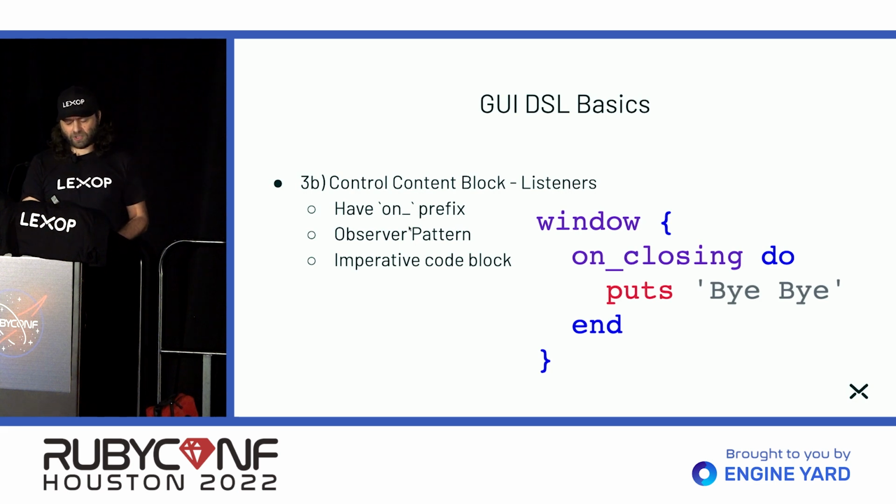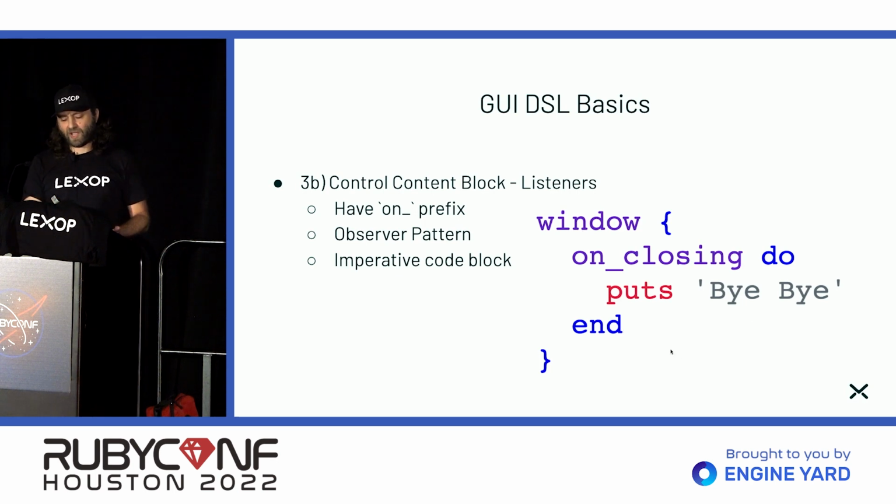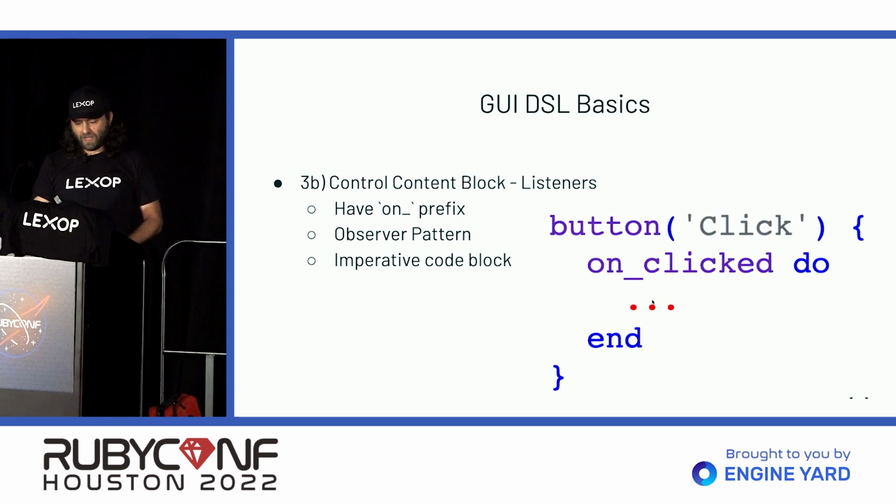The next thing is listeners. So listeners always start with the on underscore prefix. They follow the observer pattern. They're basically followed by an imperative code block. So listeners are the only part that is imperative. Basically what you say is, on closing of a window, do this. This is the time to do imperative code. And within the do end block, you put whatever code you want to do upon closing a window.